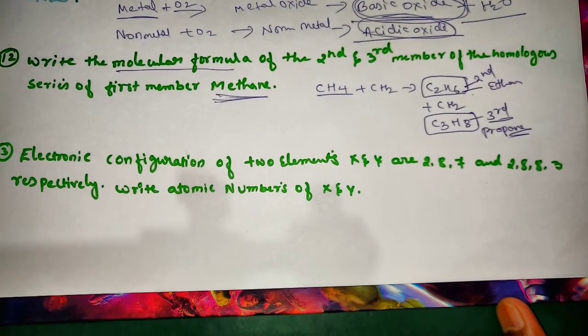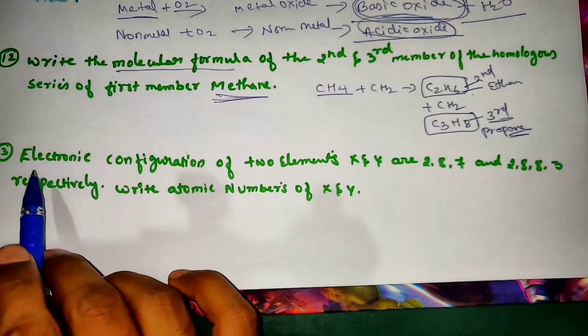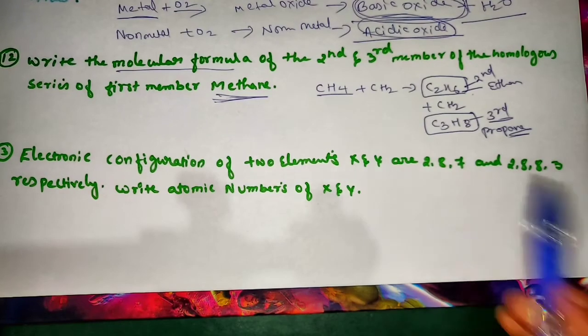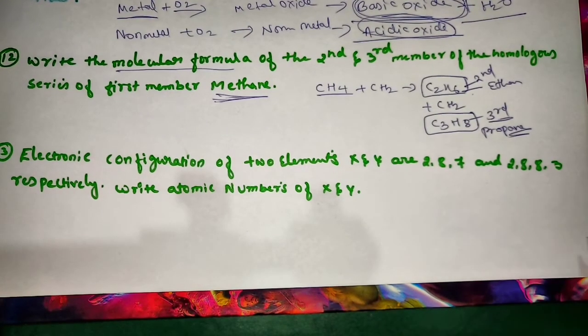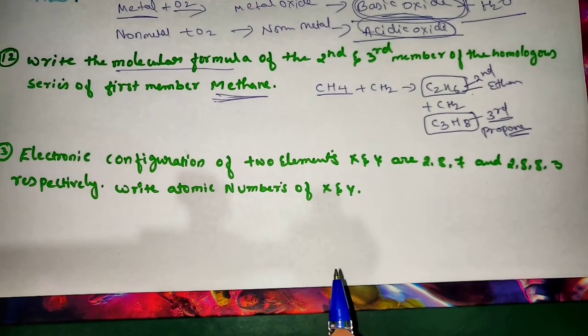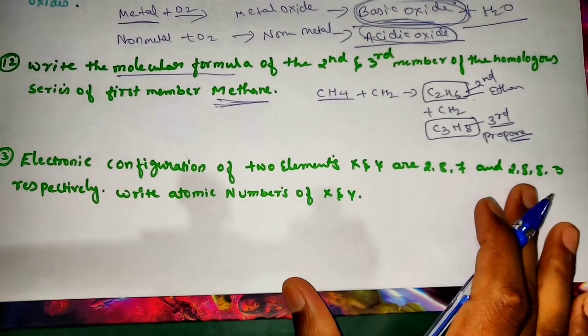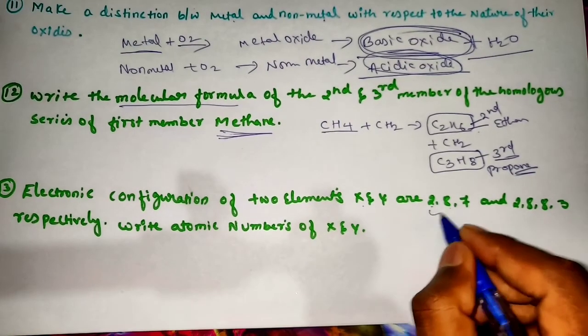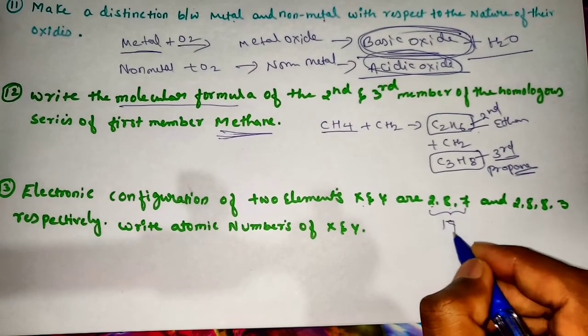So next question is, here they have given the question based on the elements. The electronic configuration of two elements X and Y are 2, 8, 7 and 2, 8, 8, 3 respectively. Write their atomic numbers. It is a very simple question. We can easily solve this question. So what is the atomic number of X? 2, 8, 7 is there. Just add it. That is 17.